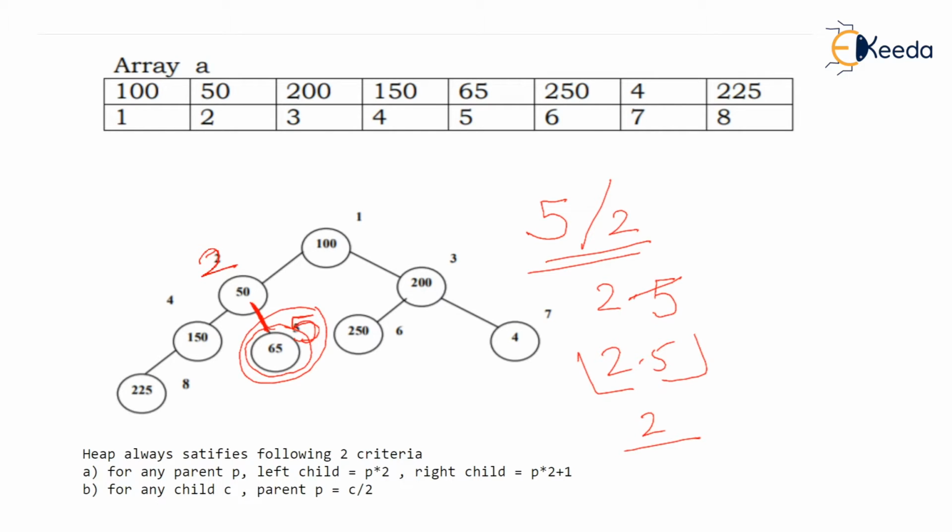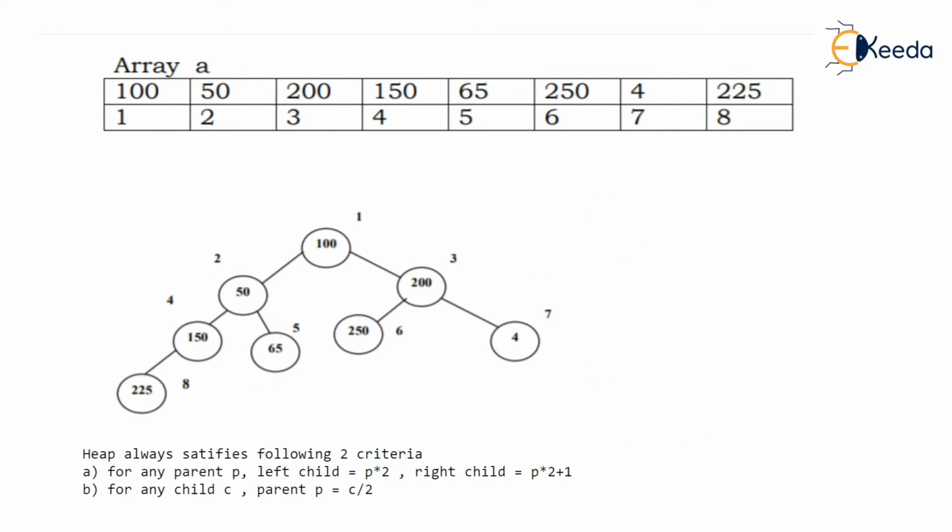Just as an example, you just check if you are given node number 6. If node number 6 and you are asked who is the parent of this node number 6, then you just divide that node number by 2 and you get 3. And really, the third node here is the parent of this 250, that is node number 6.